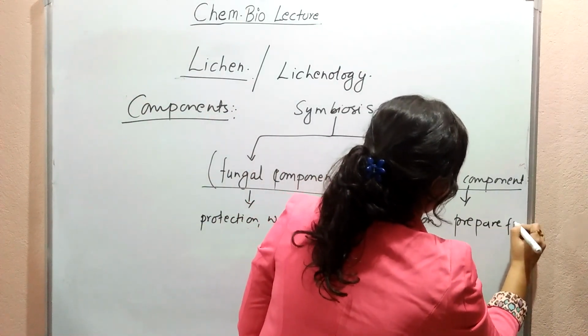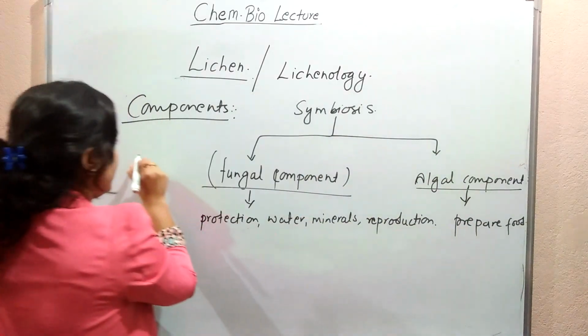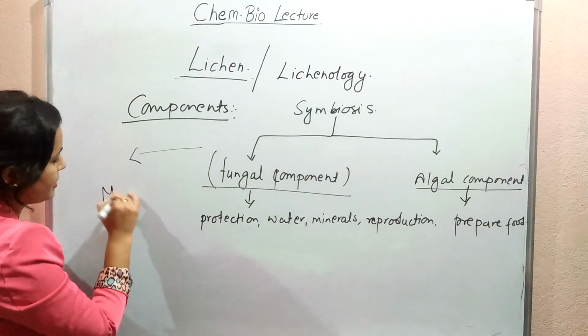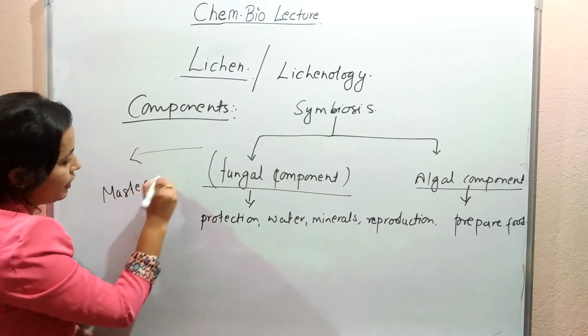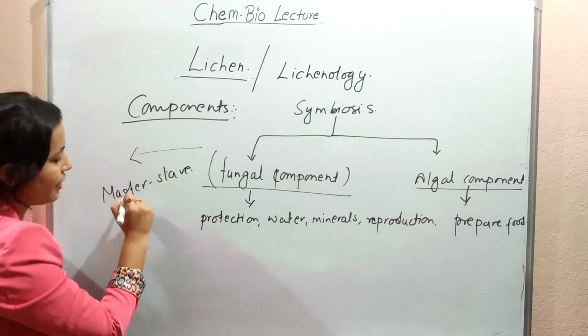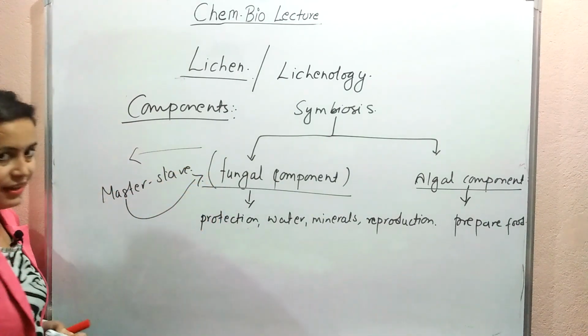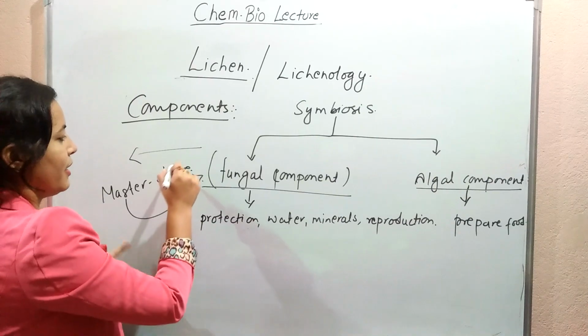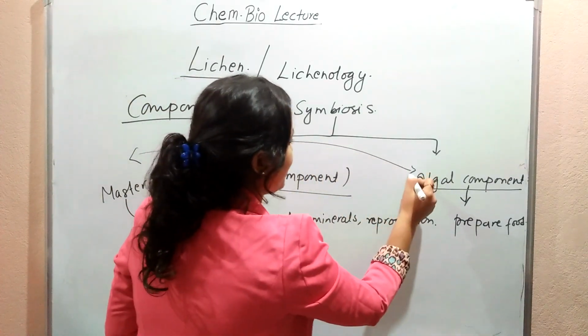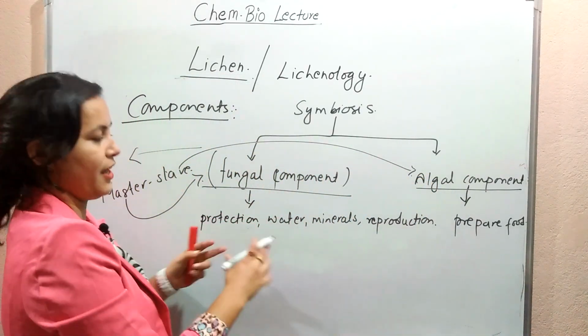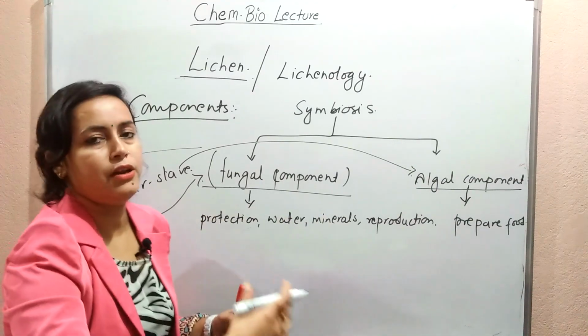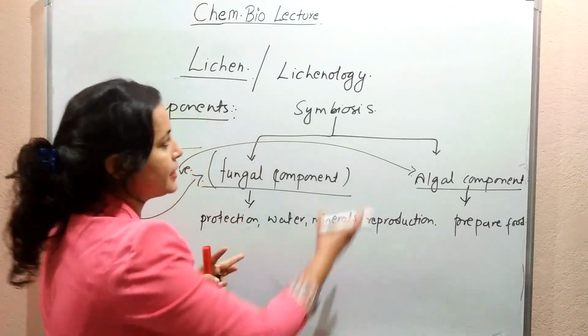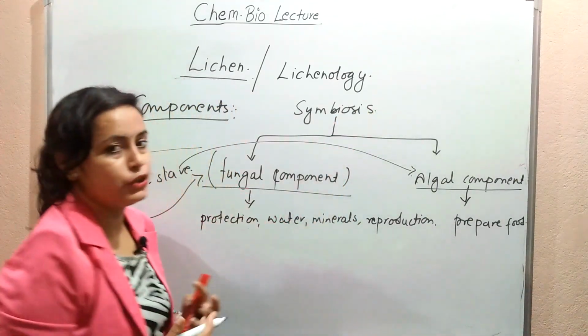Okay, so many people even say it is like master and slave. So who is the master here? Actually fungi is the master. Because it makes the algal component prepare the food, and it uses that food and helps the algal component in another way to keep that association functioning.